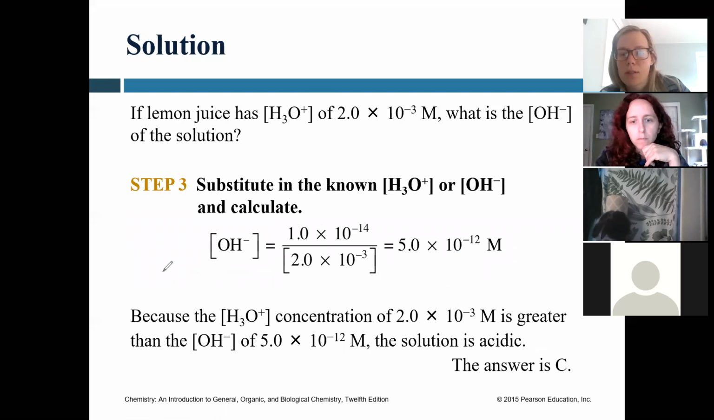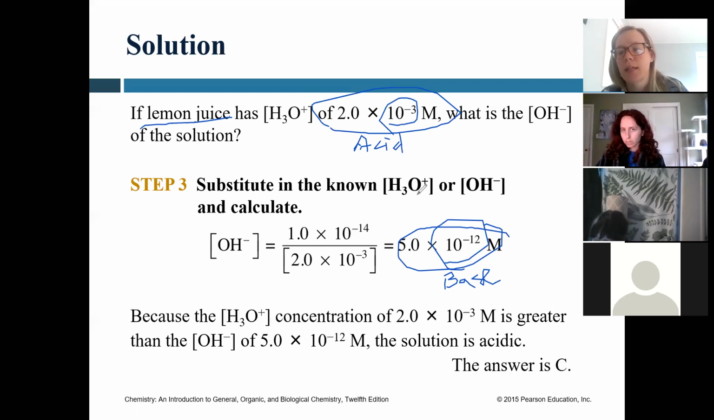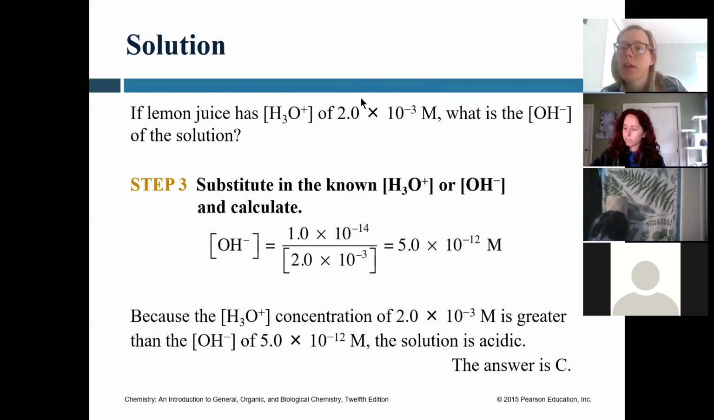We already knew that the solution was acidic, because lemon juice is going to be acidic. But let's just prove it, right? Where is my acid concentration? Here's the acid thing. Where's my base? Right here's the base. Which one is bigger? Oh, this is way bigger than this one, right? This is a super teeny tiny number. So our solution is definitely going to be acidic. So you'll want to be able to calculate for H3O pluses and OH minuses, and you want to be able to tell me if the solution is acidic, basic, or neutral.